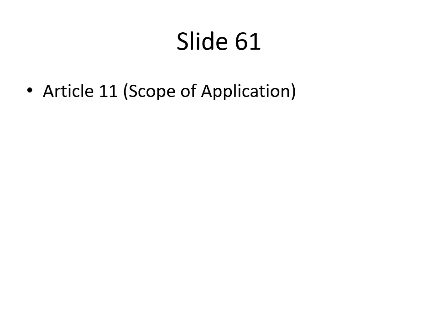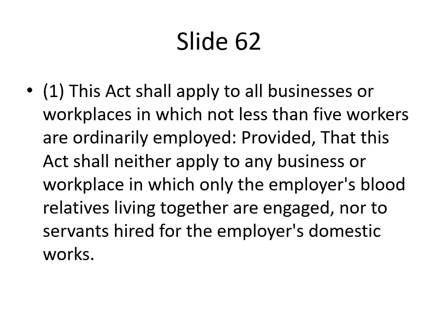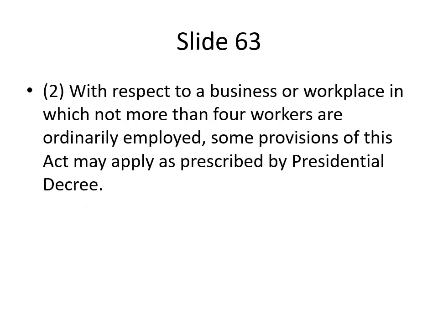Article 11. Scope of application. 1. This Act shall apply to all businesses or workplaces in which not less than 5 workers are ordinarily employed, provided that this Act shall neither apply to any business or workplace in which only the employer's blood relatives living together are engaged, nor to servants hired for the employer's domestic works. 2. With respect to a business or workplace in which not more than 4 workers are ordinarily employed, some provisions of this Act may apply as prescribed by Presidential Decree.